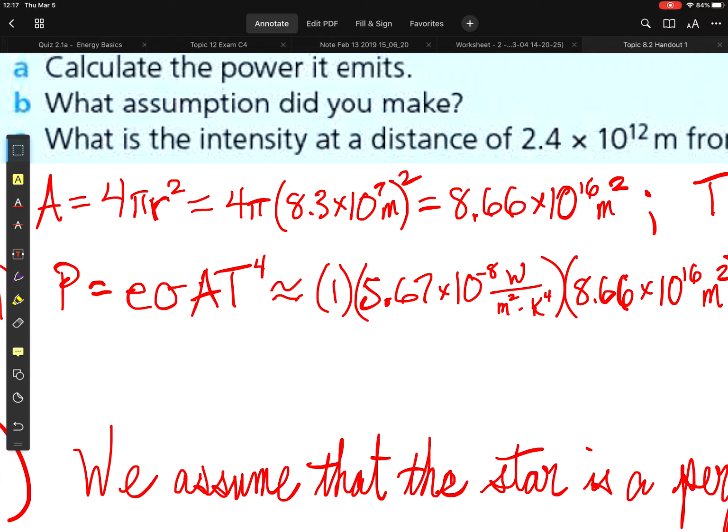So here we have to make an assumption, and this also answers part B. We are assuming that the emissivity of our star is 1.